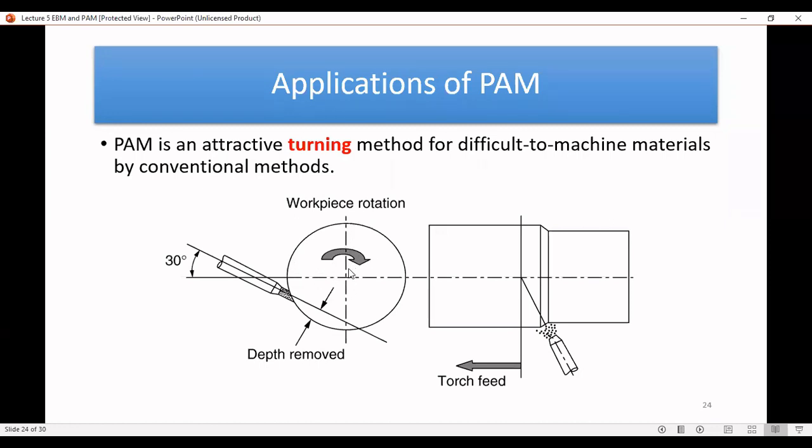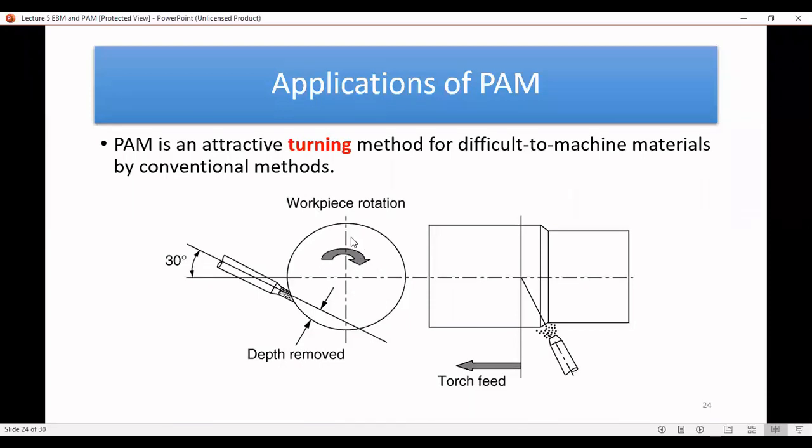If you put this workpiece on a spindle and rotate it, then you can put a PAM torch over here, at an angle, and as the workpiece rotates, just like in turning operations, the PAM can remove material as it rotates. So rather than using regular cutting tools, you can use PAM to reduce the diameter of this workpiece.